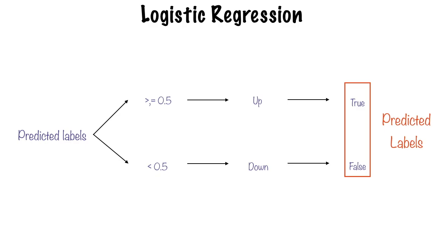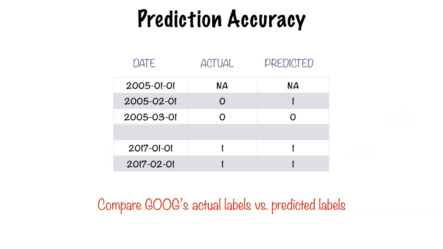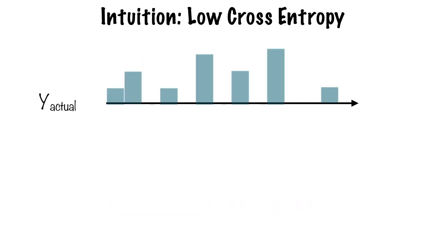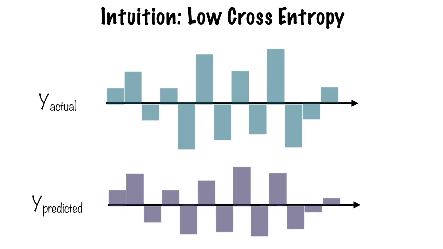From the output of the logistic regression, we have predicted labels. We then need to compare these to the actual labels, which tell us whether Google went up or down in a given month. And then we calculate the prediction accuracy by tabulating all of the actual and the predicted values and seeing how often the logistic regression got it right. Cross entropy is a mathematical formula which is used to quantify how similar or dissimilar these sets of variable values are. Let's say, for instance, that the actual and the predicted labels look like the ones on screen now.